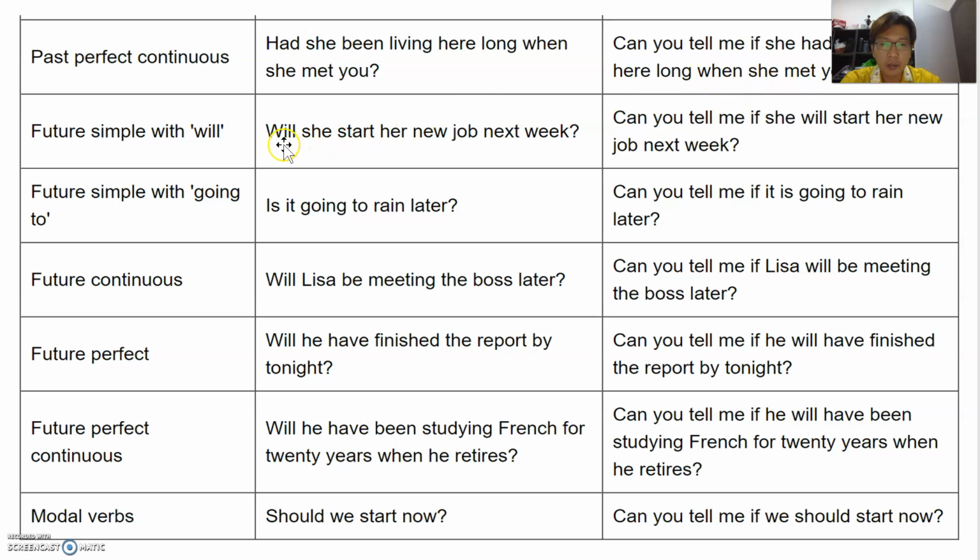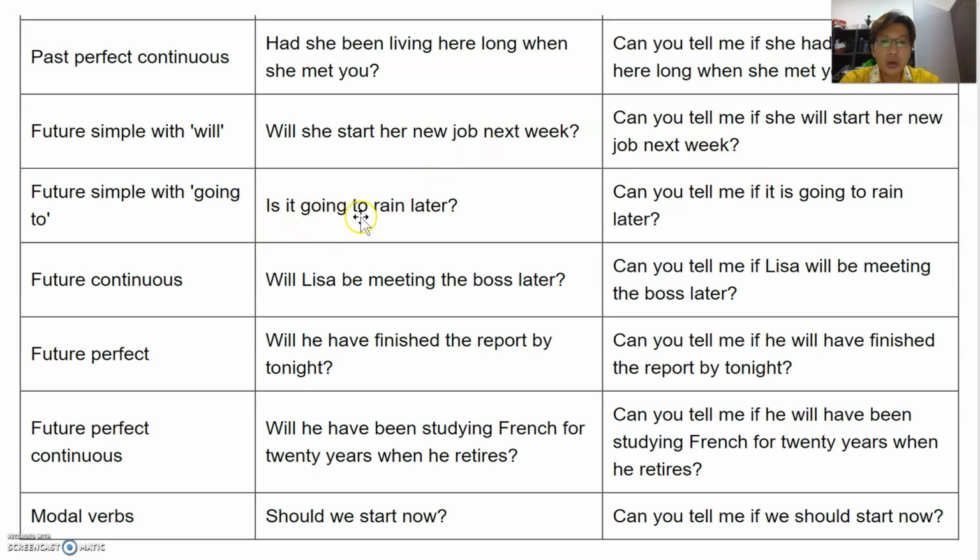Okay, another one. Will she start her new job next week? The order, will she, we change to she will. Can you tell me if she will start her new job next week?